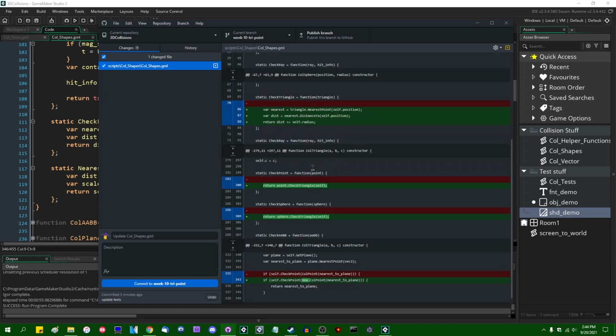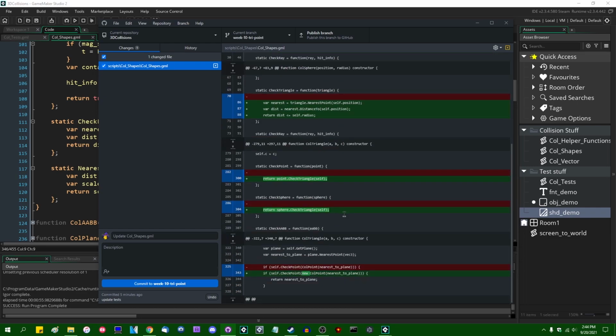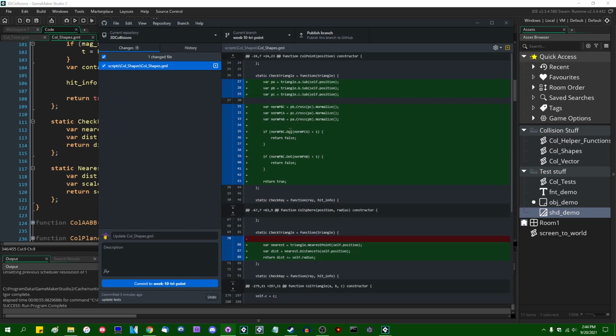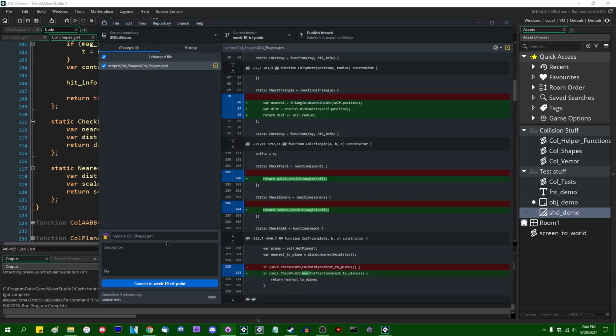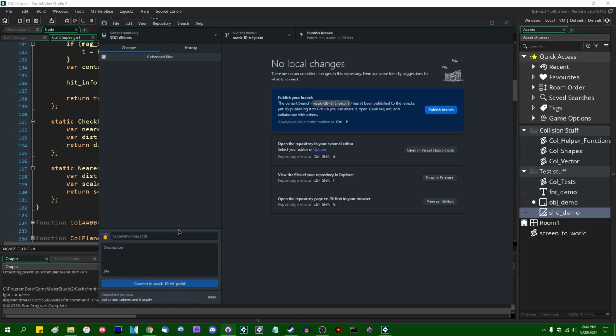Let's see, that is worthy of a git commit. I should probably break this up into points and triangles and spheres and triangles, but they're both pretty simple. So, points and spheres and triangles.